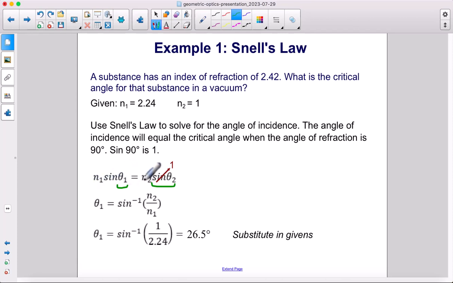So we're going to divide both sides by n1. Then we're going to take the inverse sine, right? Because we have sine theta 1 equals n2 over n1. Therefore, we take the inverse sine. So theta is going to be equal to the inverse sine shown here. Put that in your calculator and you get 26.5 degrees.